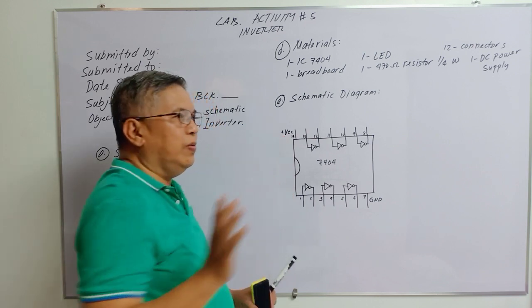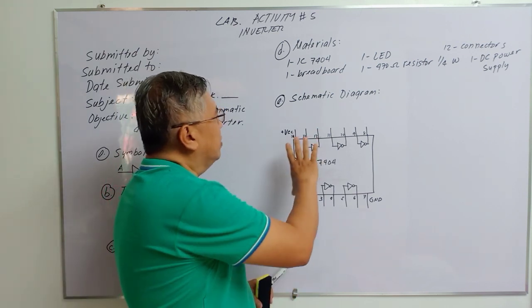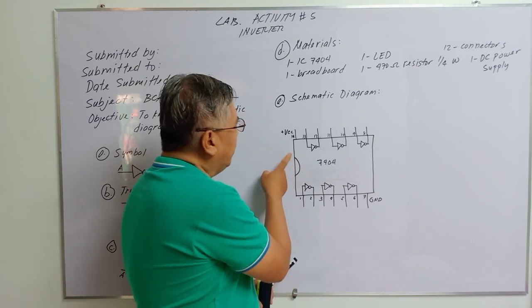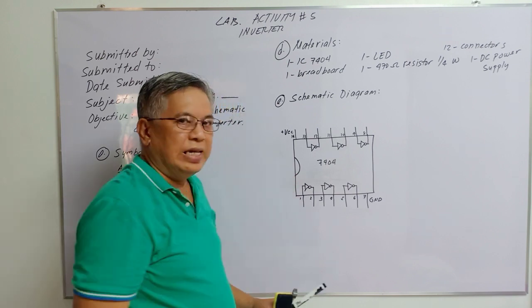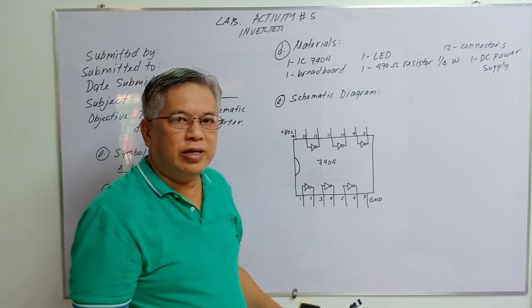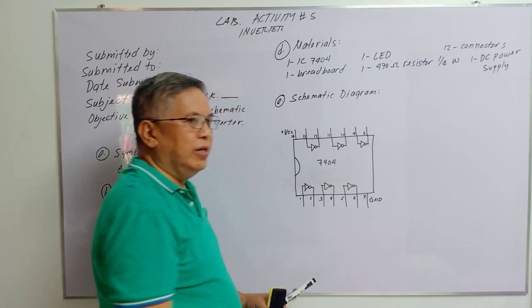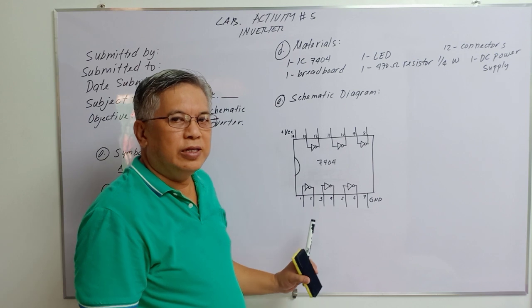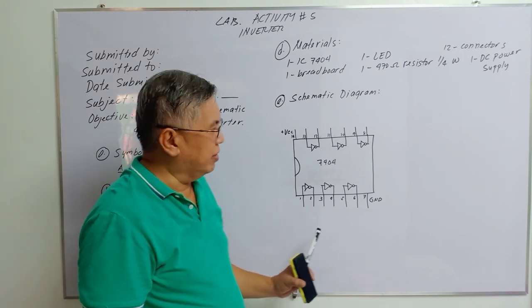Alright? Now, how do we know that this area here is pin 1, not this one here? If you look at the IC, there is what we call a half moon there. When you have a half moon, what is under the half moon is your pin number 1. That is in every integrated circuit. So this is a 14-pin integrated circuit for the 7404 or your inverter.